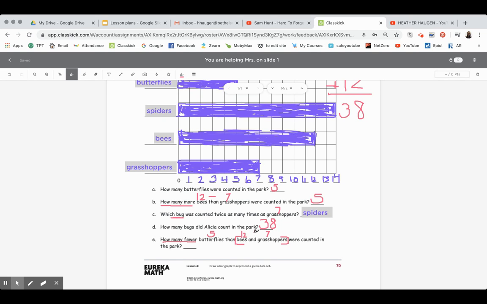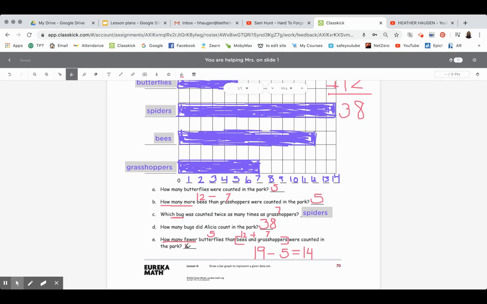So remember, there's 2 things we have to do here. Bees and grasshoppers is combined. So first I have to figure out 12 plus 7. 12 plus 7 equals 19. Write that down. Now that I have that total, now I can finish my problem. How many fewer tells me to subtract. And when I subtract, I start with the big number. So I'm starting with 19, and 19 take away 5 equals 14.